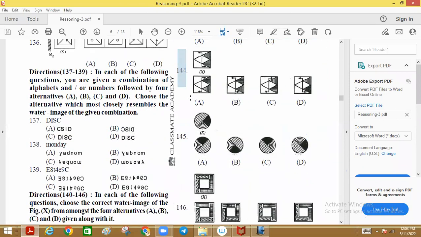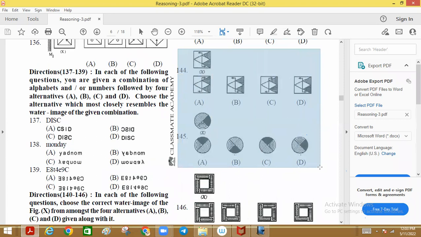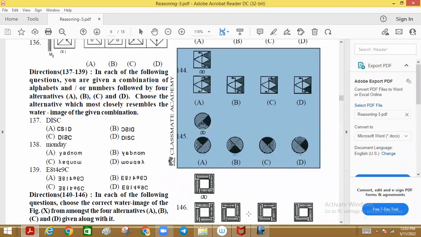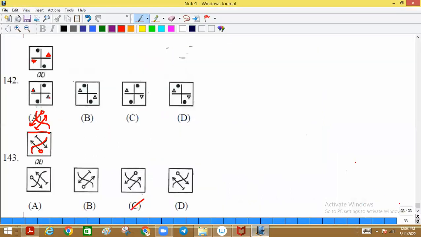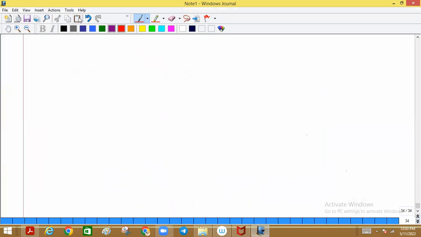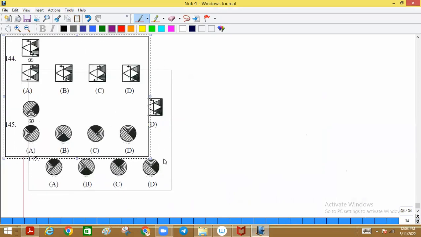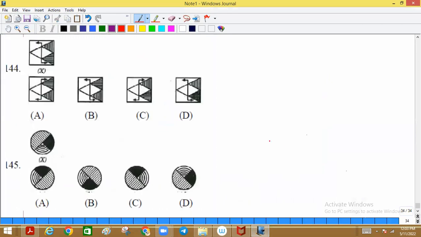But some questions will be tricky. See, simple logic. More the lines, more confusion. Remember the word: in case of non-verbal, the more lines it gives, it leads to more confusion. Less the lines, less confusion. More the lines, more time wastage. Now, 144, what is the answer?